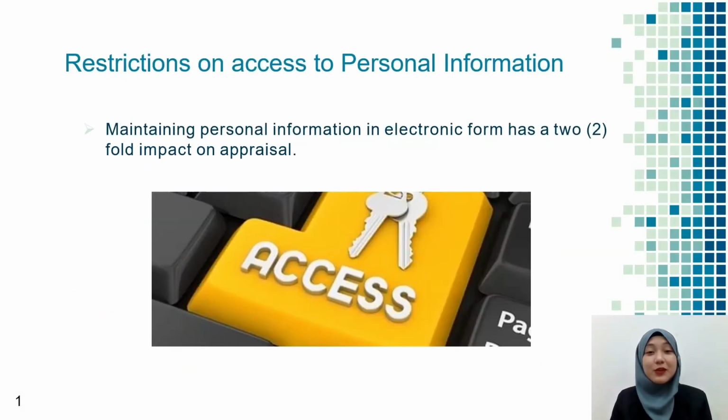Right. Moving on to the next criteria, which is restriction on access to personal information. It is a common knowledge that a firm will keep and safeguard personal information in their record keeping system. Various safety measures are offered in the electronic settings. Hence, it encourages the transition into keeping all the personal information in electronic form. So, maintaining personal information in electronic form has twofold impact on appraisal. Let's take a look at the first one.